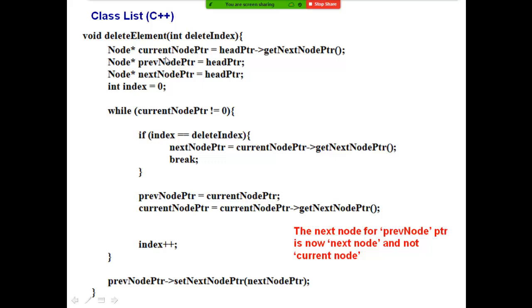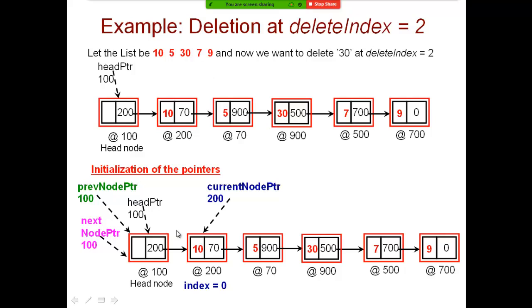First, let us set up the current node pointer to point to the address of the first data node. That will be done using, as usual, head pointer arrow get next node pointer. So we are getting the address of the node next to the head node, and that is stored in current node pointer. And previous node pointer takes up the value of head pointer. Next node pointer also takes up the value of head pointer. So things will be like this.